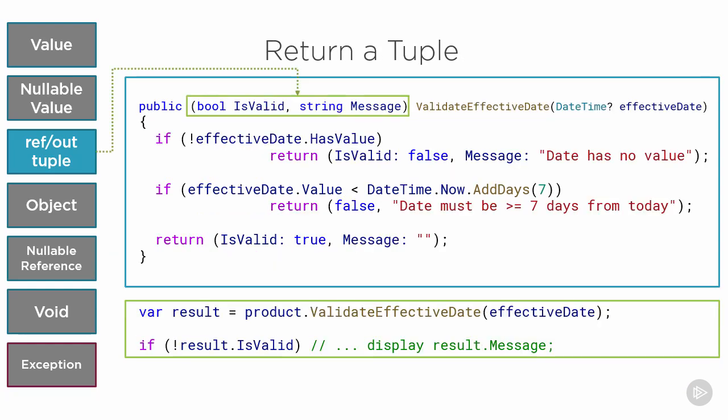A tuple is often a better choice than a ref or out parameter when returning multiple values from a method, especially since C# 7 when the tuple received a makeover. Now it's easy to define a tuple, return a tuple, and access its elements. Be sure to use named tuples for clarity.